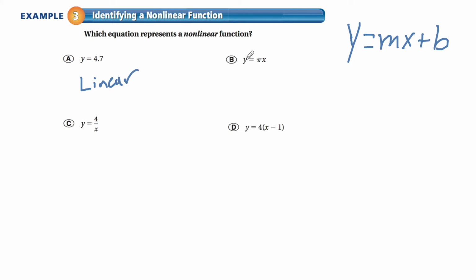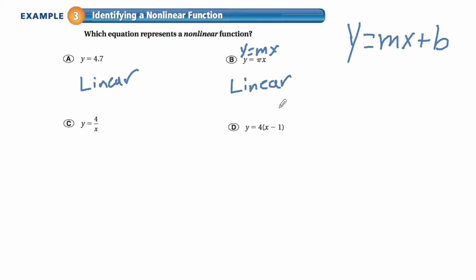Equation B. Equation B is y equals pi x. Well, we know pi is a constant, right? Not a variable. So this would be the same as y equals mx, where m is pi. Therefore, this can be written in slope-intercept form, so it is linear. This just wouldn't have a y-intercept, a plus b, just like this one wouldn't have a slope, mx, because it's 0x.